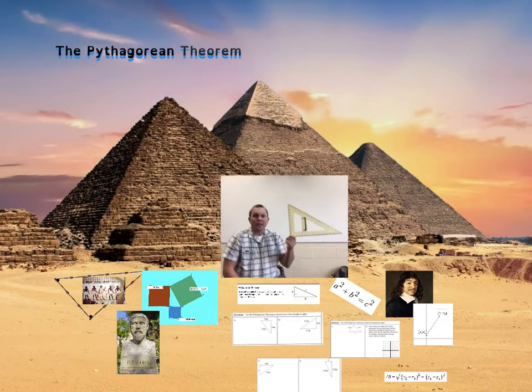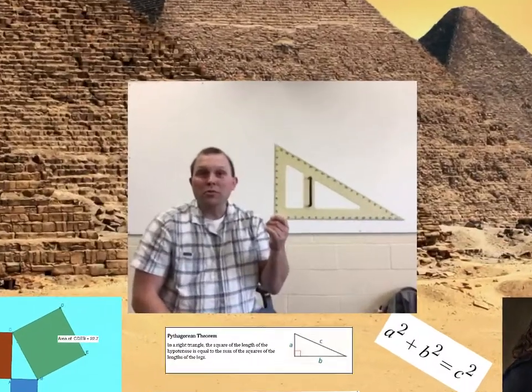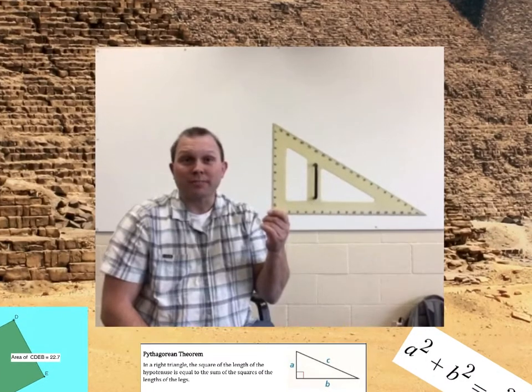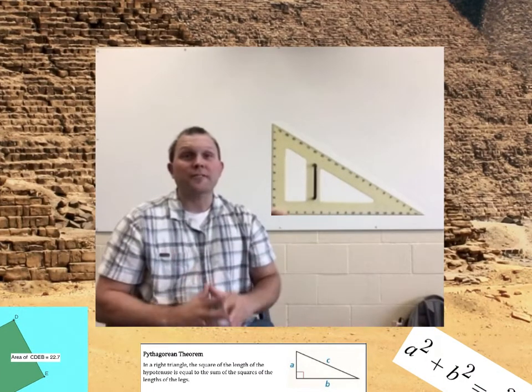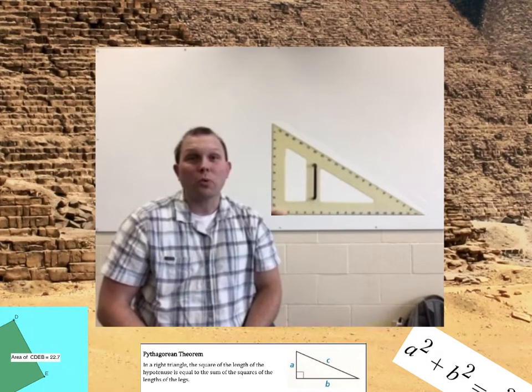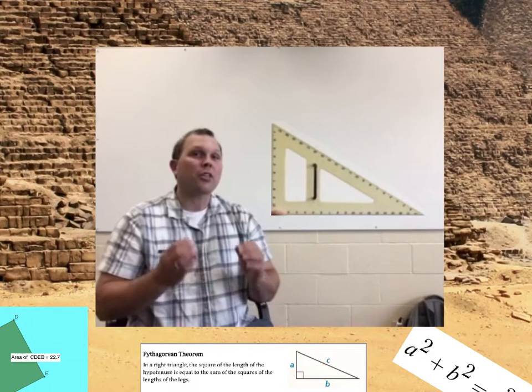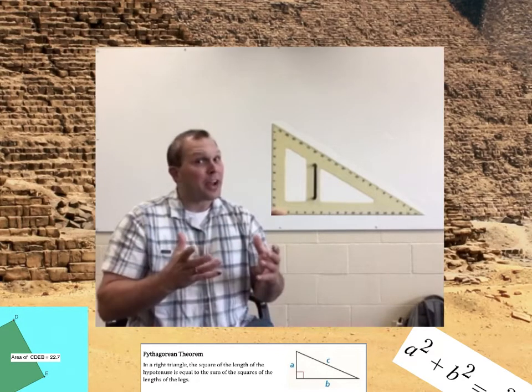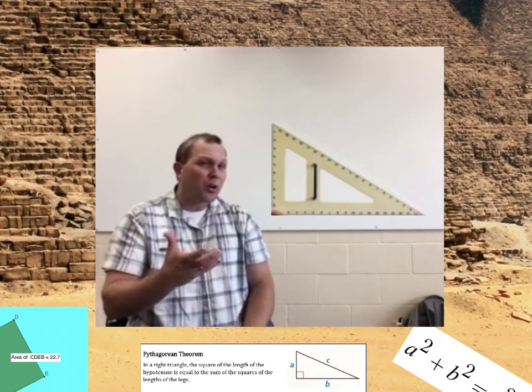Right triangles like this one are one of the most important shapes in geometry. And this triangle is the foundation of one of the most important theorems in mathematics, called the Pythagorean theorem. The Pythagorean theorem didn't actually start with Pythagoras.